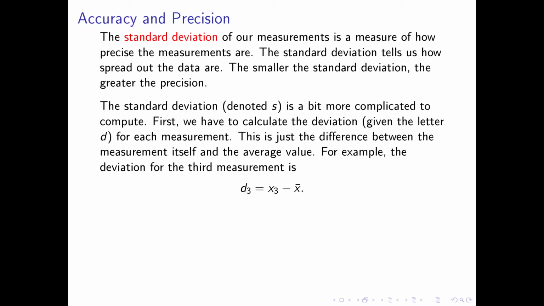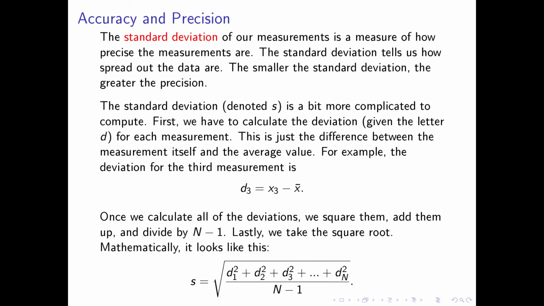The deviation is just the difference between the measurement itself and the average value. For example, the deviation for the third measurement is denoted d sub 3 and is equal to x sub 3 minus x bar. Once we calculate all of the deviations, we square each of them, add up each of the squares, and divide by n minus 1. Lastly, we take the square root.